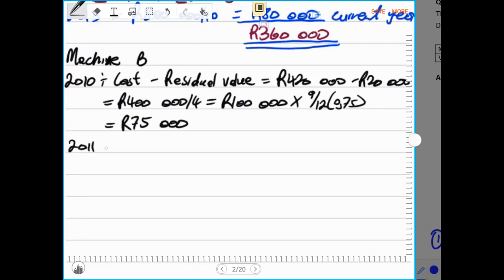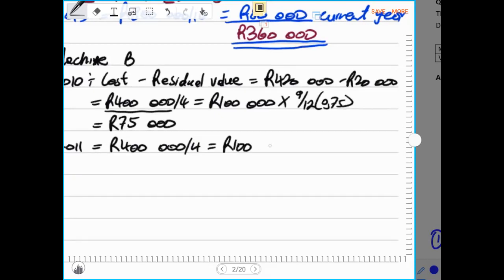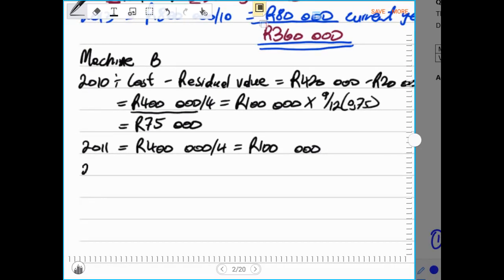So for the year 2011, the depreciation will be not 75,000, but the depreciable amount. And I'm saying this again because depreciable amount can be asked. Depreciable amount is the cost minus the residual value, which is the depreciable amount of 400,000 rands. So now depreciation for the year 2011 will be 100,000 rands, and depreciation for the year 2012 will be again 100,000 rands.